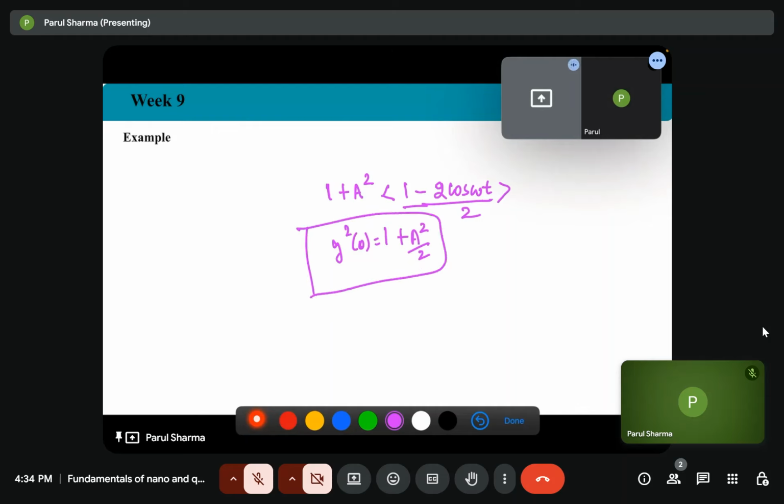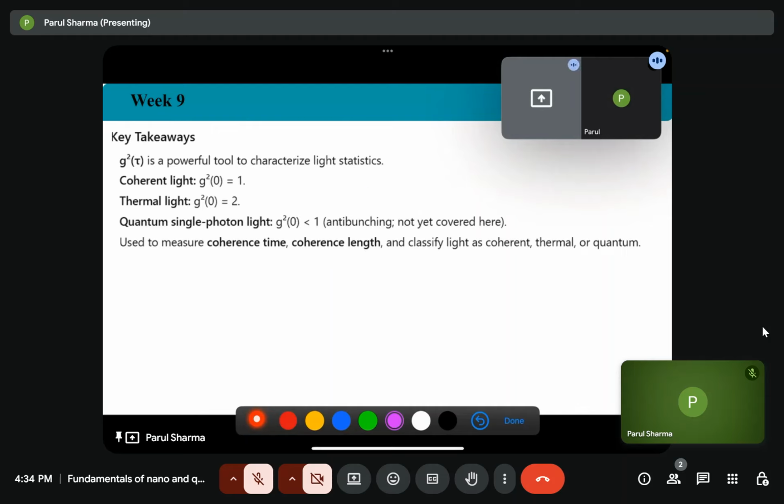So now G2 is the second order correlation function, a powerful tool to characterize the light characteristic. If it is equals to 1, that's a coherent light. If it is a thermal light, the value is greater than 1, like G2 at 0 is equals to 2.